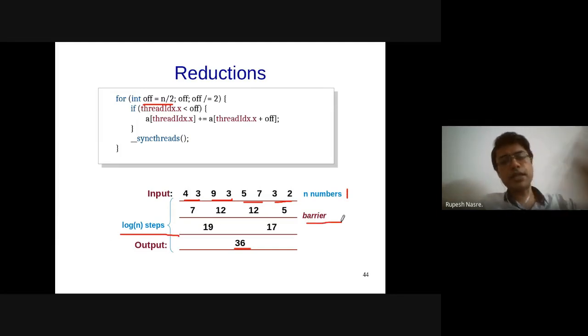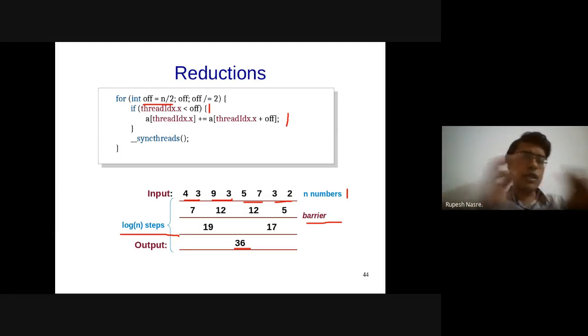Because otherwise we have data races across the threads. And so if thread ID is less than the offset, which means that the number of threads operating on different sets of values also goes on reducing, n by 2, then n by 4 and so on. So more and more threads, first n by 2, then 3n by 4 and so on, are going to sit idle. And then what we are doing here is that every thread is writing to its own location, a of threadIdx.x, using the offset value that I am using. So the offset is being used for both identifying the thread ID as well as computing which value I should be using.